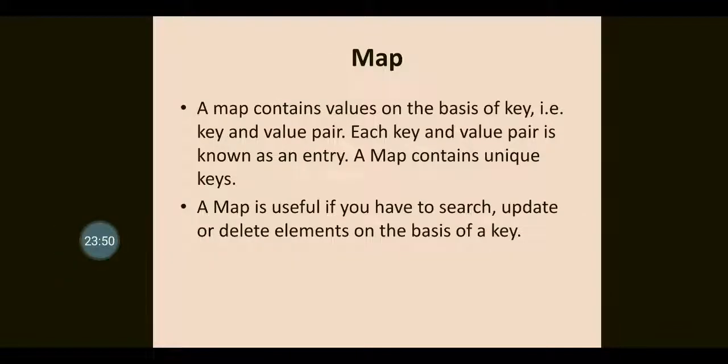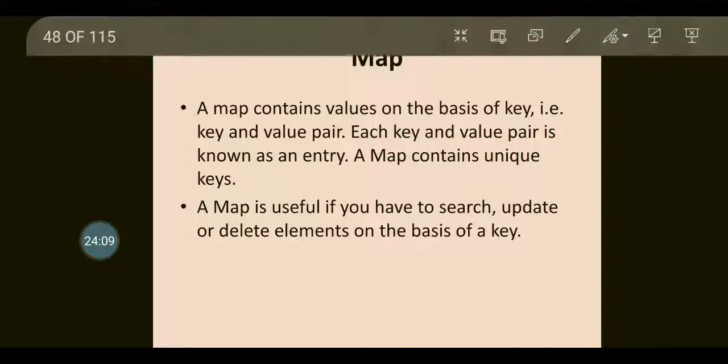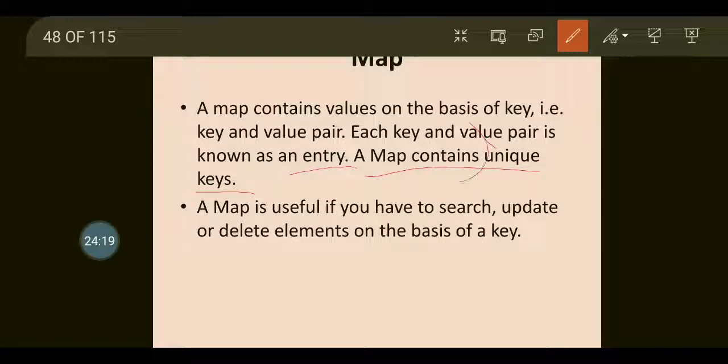Next topic is the map. The map contains the values on the basis of key. That is, the map contains key and value. It contains key value pair. Each key and value pair is called an entry. A map contains unique keys. That is, the value can be duplicated, but the keys should be unique.